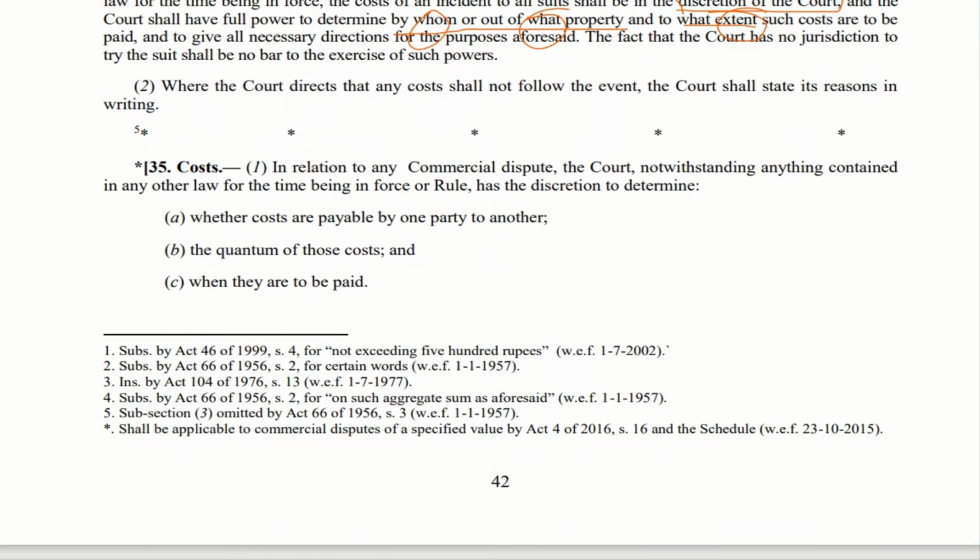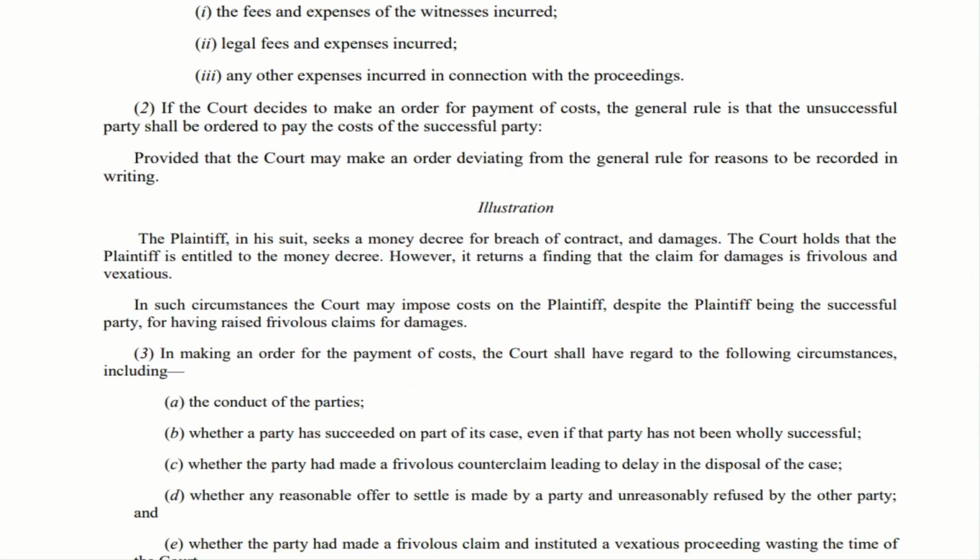In this, there is a special thing which you need to know. If you have commercial disputes, in that case, the rules will differ. The cost will differ. That is given under section 35 as well. And it shall be applicable only for commercial disputes. Now let us move to the next subclause, which is subclause 2 under section 35.